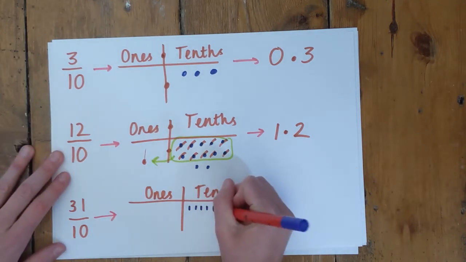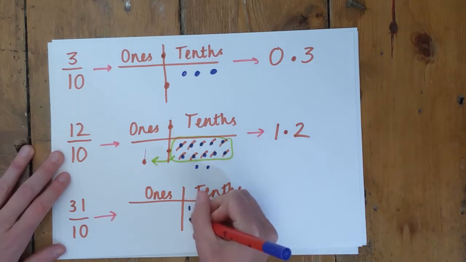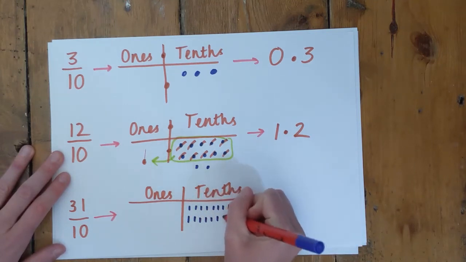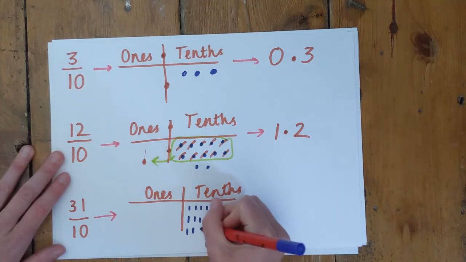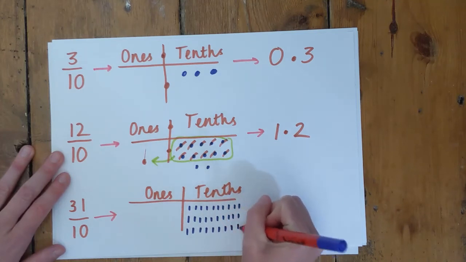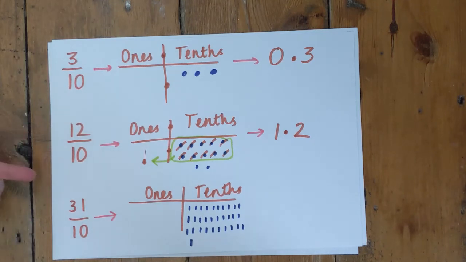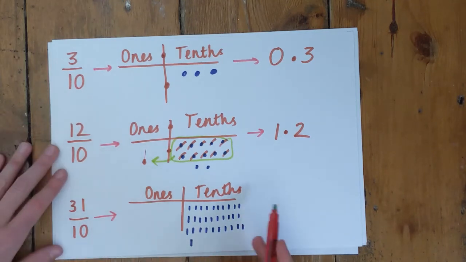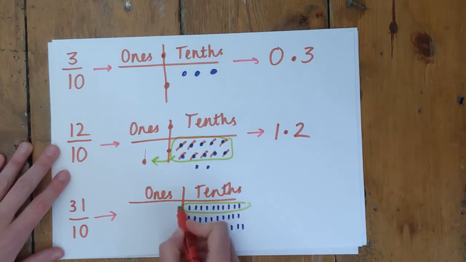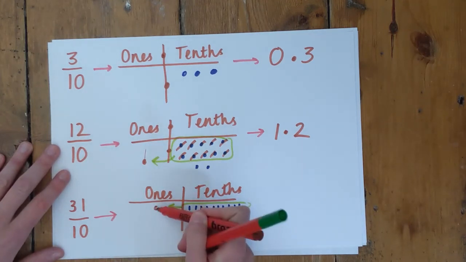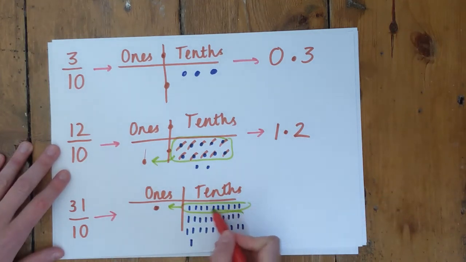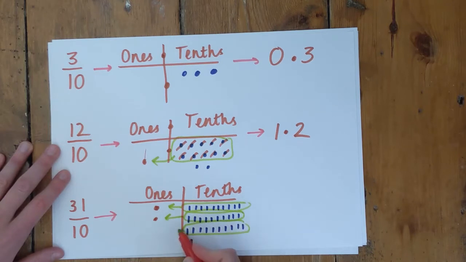1, 2, 3, 4, 5, 6, 7, 8, 9, 10. 11, 12, 13, 14, 15, 16, 17, 18, 19, 20, 21, 22, 23, 24, 25, 26, 27, 28, 29, 30, 31. Because I've set it out like this, I know I'm going to be exchanging 10 across. It makes it super easy. So I've got 10 here. These 10 tenths are going to go across and turn into a 1.